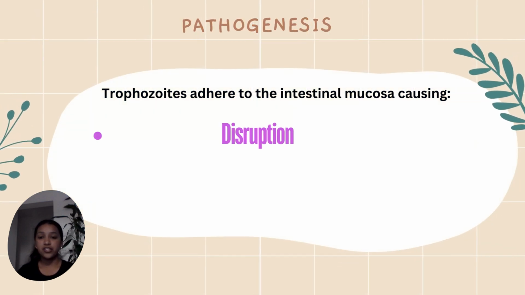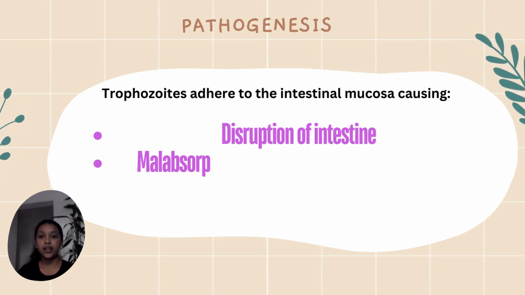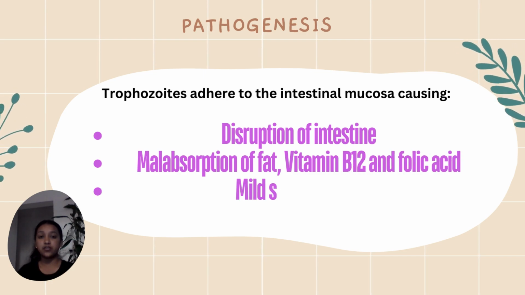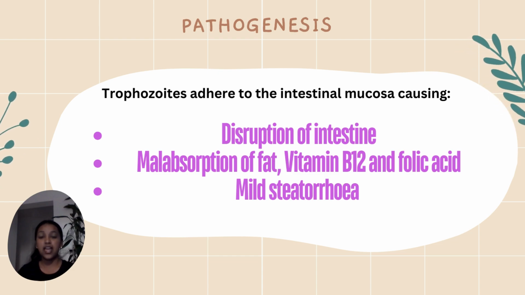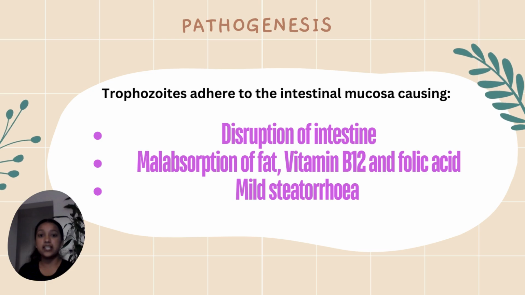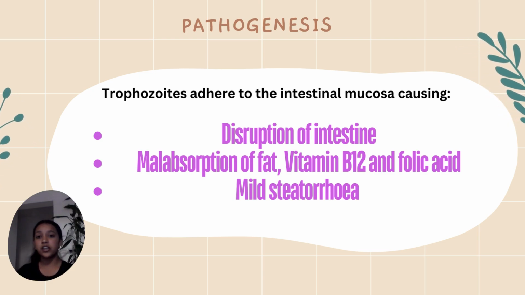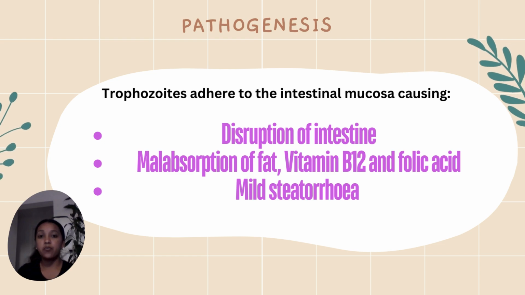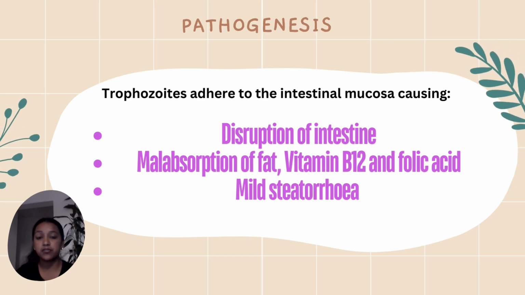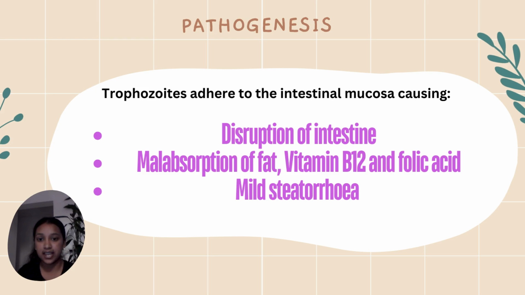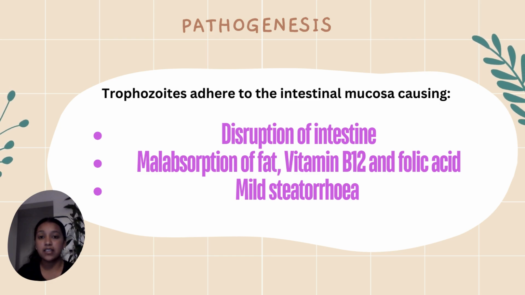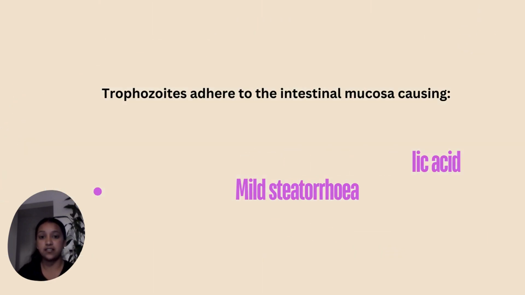So when we look at the pathogenesis of Giardia lamblia, as earlier in the life cycle, we had seen that trophozoites adhere to the intestinal mucosa, and this causes disruption of the intestine. This leads to shortening of microvilli and the epithelial barrier function. When there is a disruption in the intestine, malabsorption of fat, vitamin B12, and folic acid happens, and this can lead to mild steatorrhea. Mild steatorrhea is when there is fat in the stool or feces.